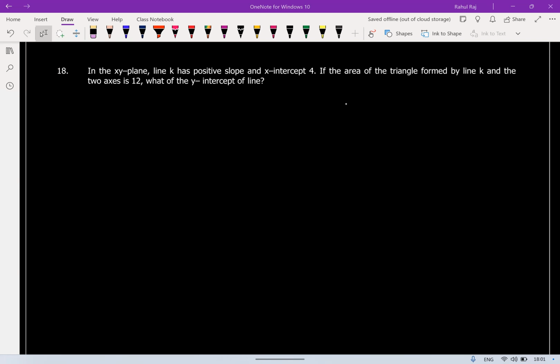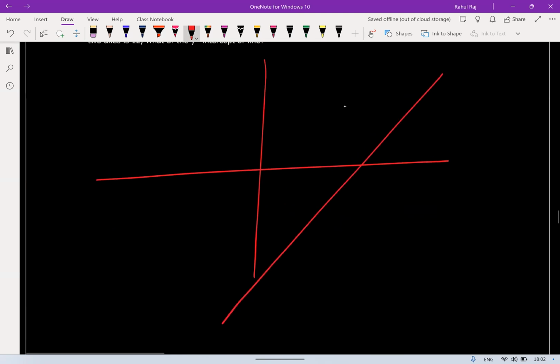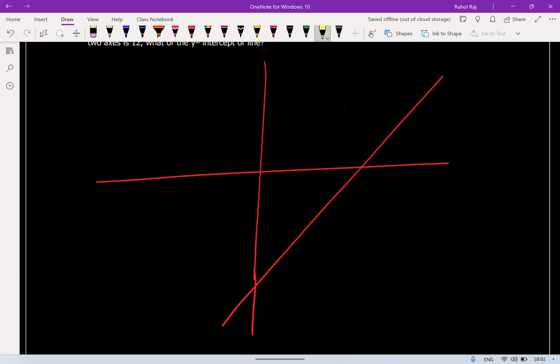Yeah, not 6, minus 6. It says in the xy plane, line K has a positive slope and x-intercept is 4. What do you mean by positive slope? Line passing through the first and third quadrant, right? And the x-intercept is 4. It means this is the positive slope line with x-intercept as 4. It means what? This is 4, 0.